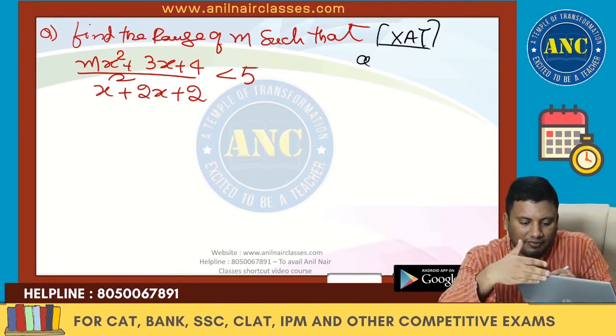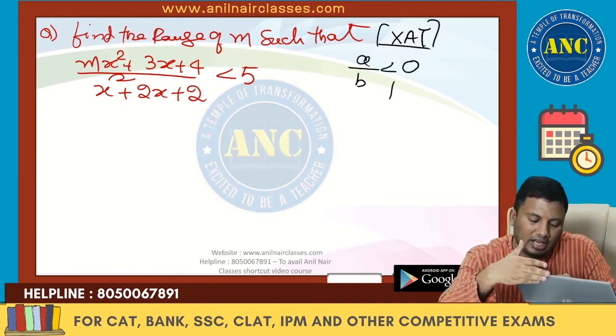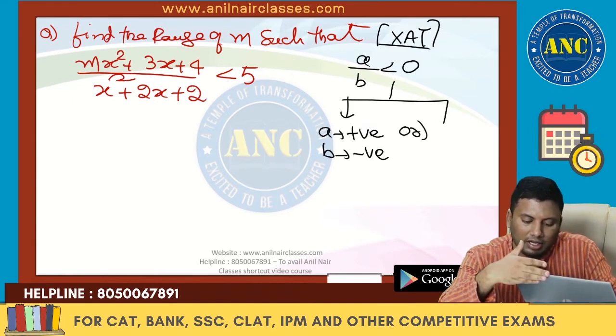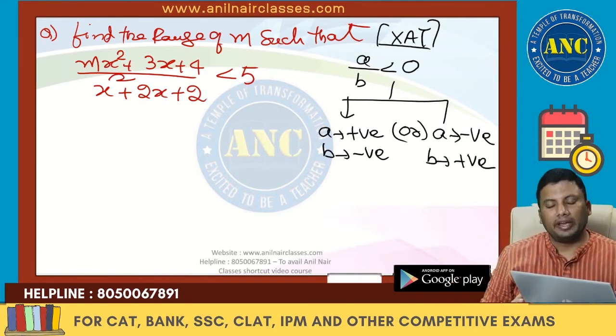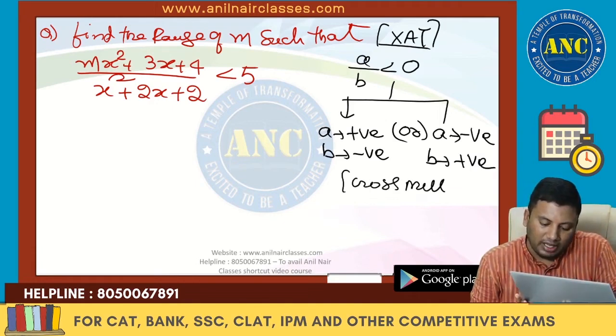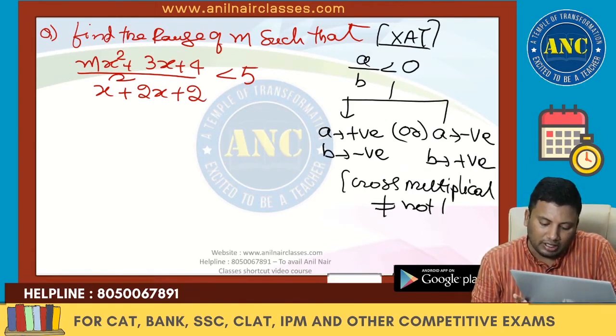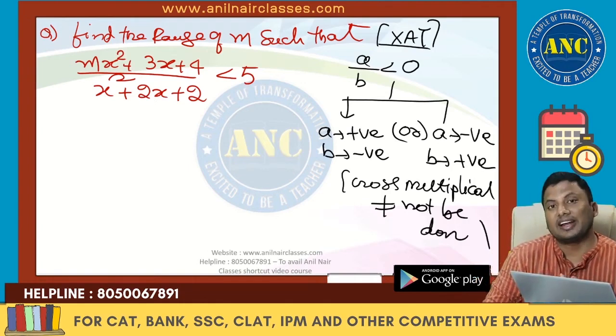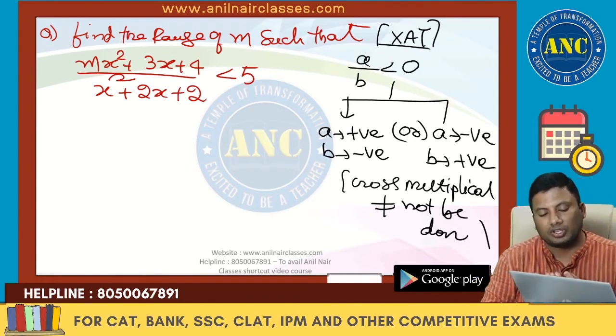First thing, if a rational function a by b is less than 0, that means a can be positive and b can be negative, or a can be negative and b can be positive. Cross multiplication should strictly be avoided. Please do not do cross multiplication, because it depends upon the nature of b. B is negative, a is positive; or b is positive, a is negative.